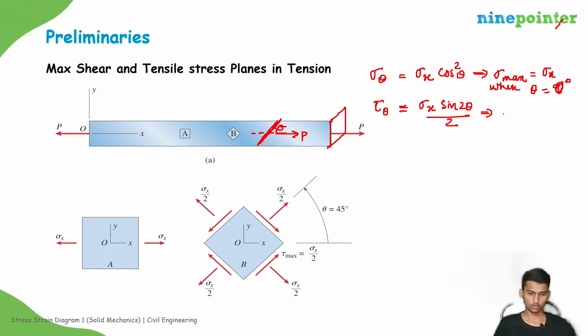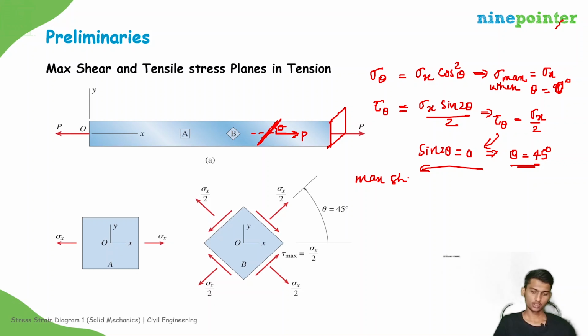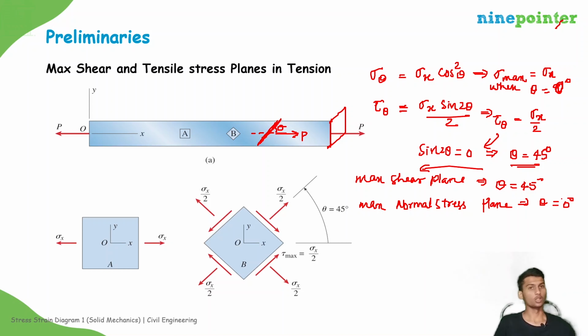And tau theta will be maximum, equal to sigma x by 2, when sin 2 theta is equal to 1. That means theta will be equal to 45 degrees, right? So this is the maximum shear. So the maximum shear plane will be at theta equal to 45 degrees, and the maximum normal stress plane will be for theta equal to 0 degrees, right? So this is the 0 degrees case.